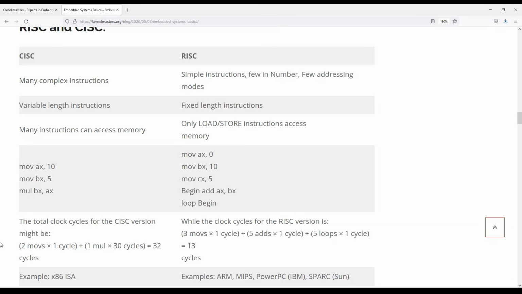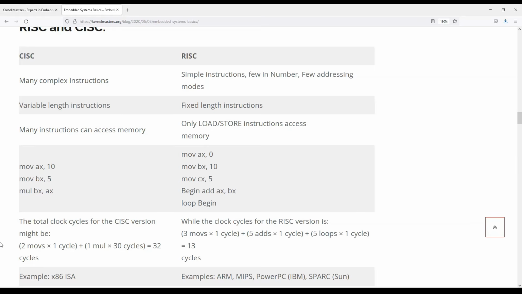You can see now: MOV AX, 10. MOV BX, 5. MUL BX, AX. Can you tell me whether this is multiplication or not? Whenever MOV AX, 10 is executed, AX value becomes 10. MOV BX, 5 means BX value equals 5. Then MUL BX, AX is the multiplication of BX into AX: 50. The result is stored in AX.